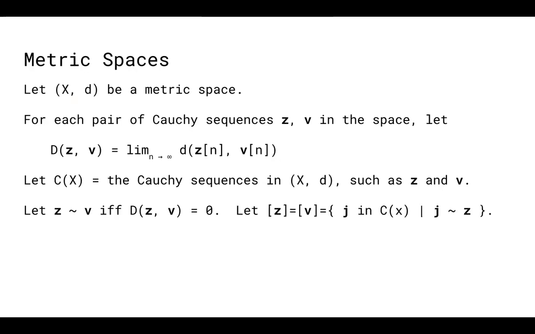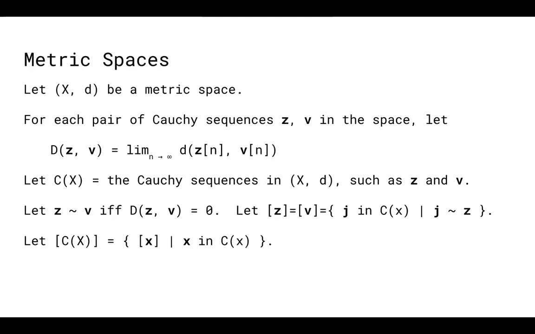And we're going to use this notation with brackets to refer to the equivalence class of a sequence. So the equivalence class of the sequence Z, if D says that Z and V are 0, is all of the things that converge to the same place as Z, which is also the same as the equivalence class of the sequence V, because I just said that their distance is 0. So the equivalence class of a sequence is the set of all sequences that go to the same place.